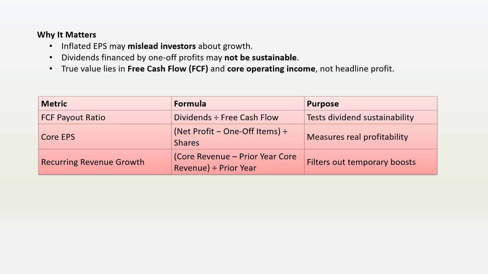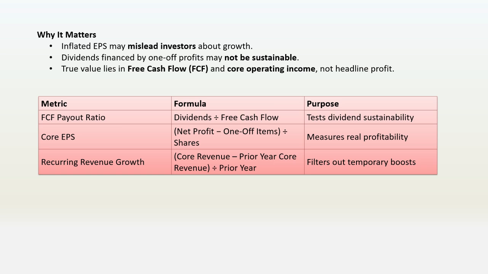So how you get the real EPS is you get the net profit from the financial statement minus one-off items. You need to list those one-off items down, then you divide by the total number of shares. That gives you the real profitability of the company. When you see an analyst telling you EPS is this, just ask them, did you remove one-off items? Because that's very important.